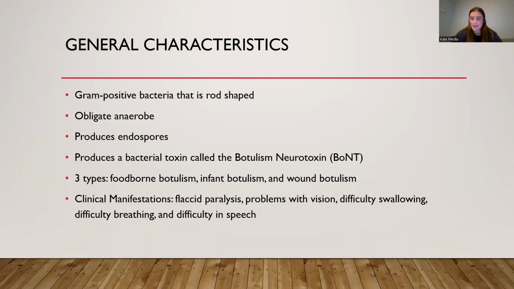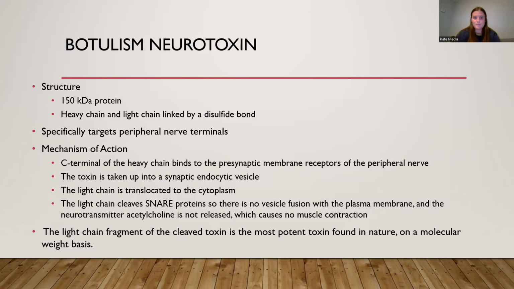There are three types of botulism. There's foodborne botulism, infant botulism, and wound botulism. And the clinical manifestations of botulism can include flaccid paralysis, problems with vision, swallowing, breathing, and difficulty in speech.